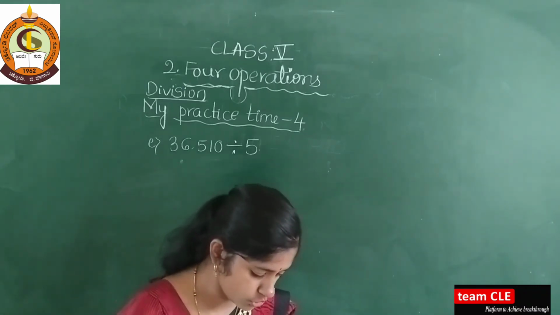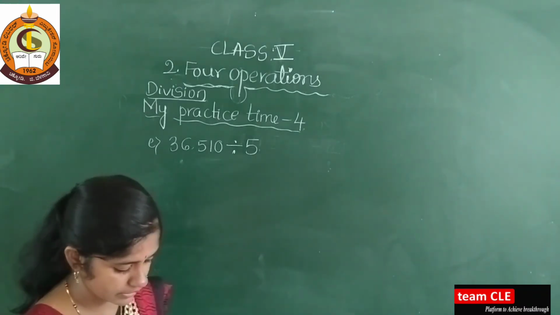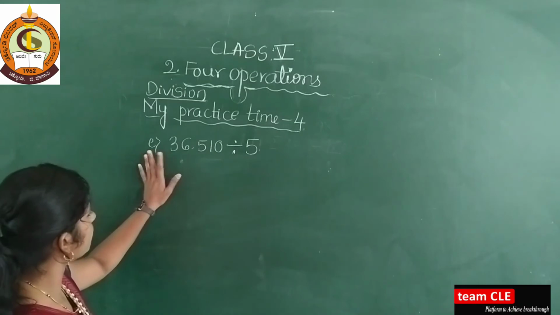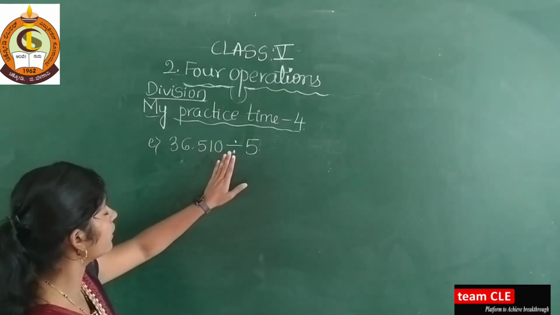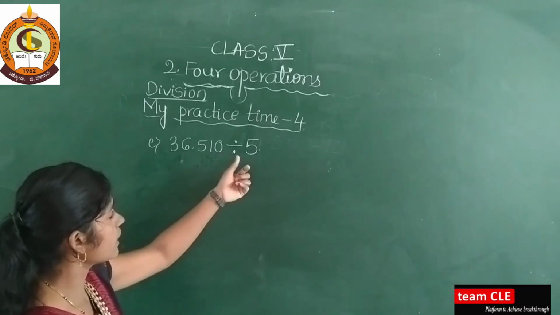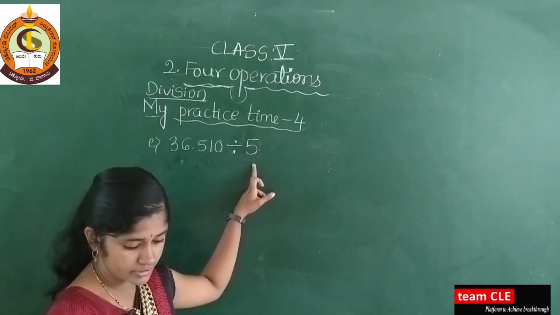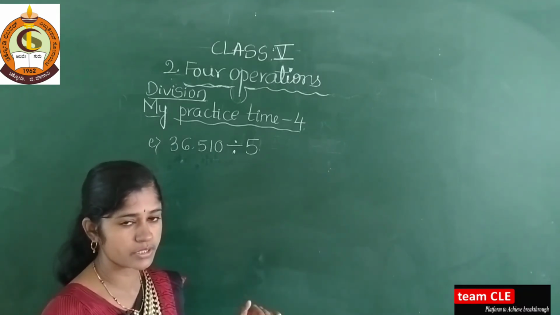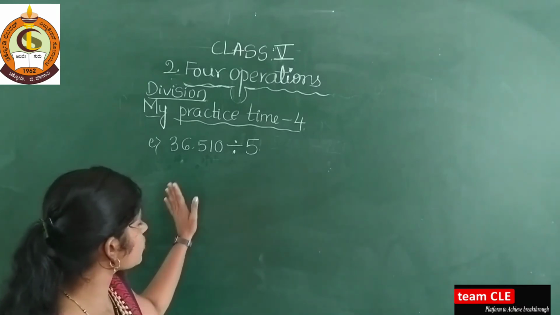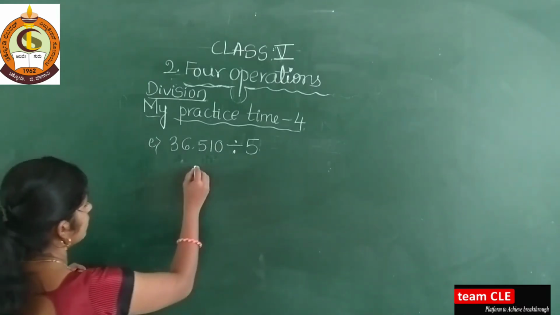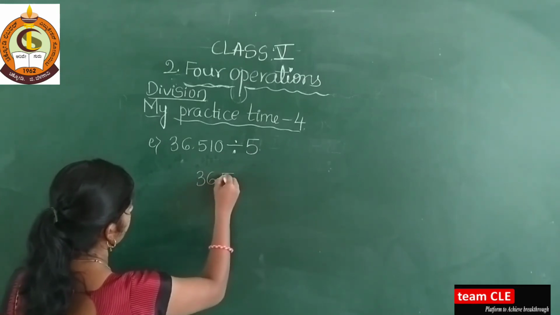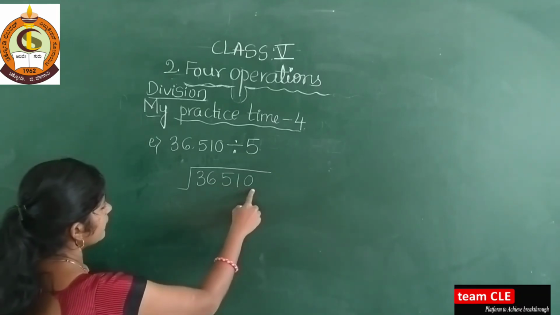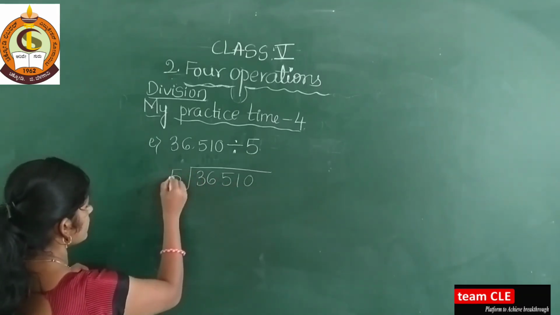So here I took one example from your My Practice Time 4, page number 101, and the question is E1: 36,510 divided by 5. Here they have given a 1-digit divisor, there are 2-digit and 3-digit divisors also. So let us go from easy to difficult. Let us solve this example and write it. 36,510 is the dividend and 5 is the divisor.